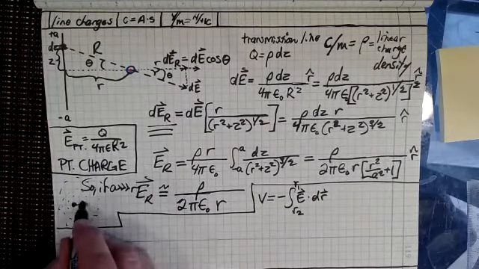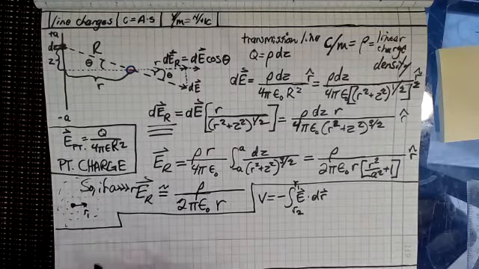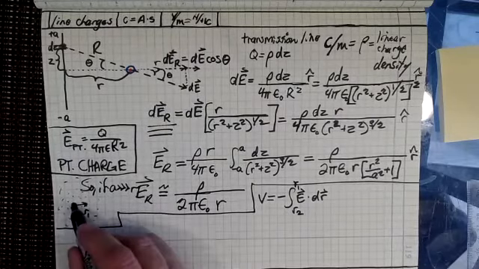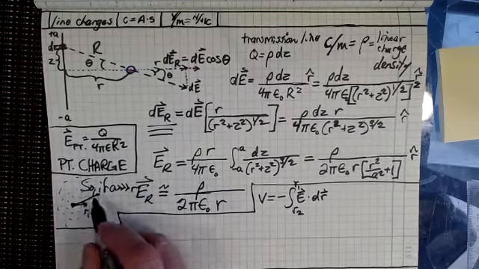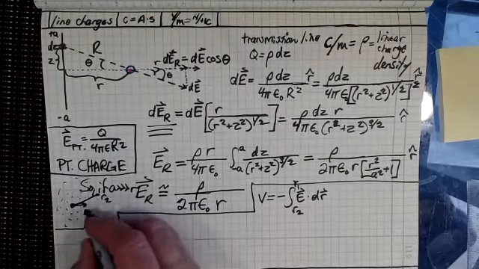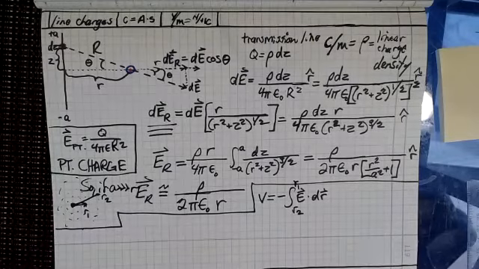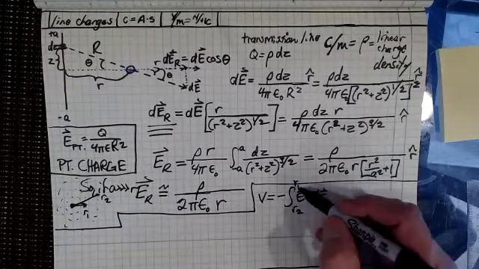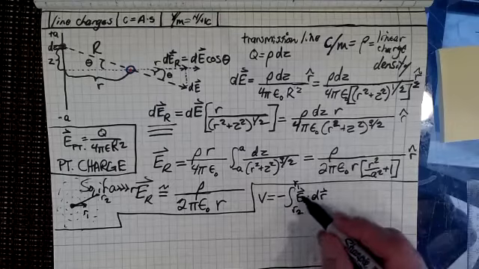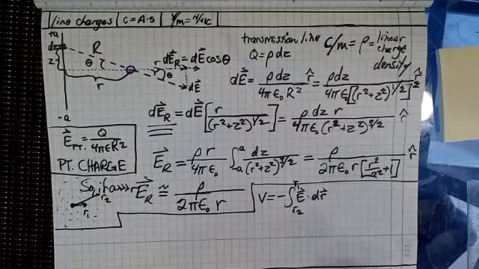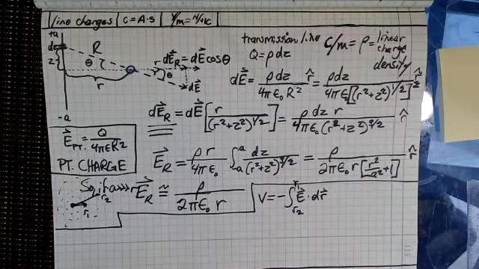Let's say that this is R1. We want to find the voltage at that point, and then we find the voltage out here at R2, and then we can find the voltage differential between those two points. So that's what I'm going to do here. It's between R2, which before was infinity, and R1. All right, great.